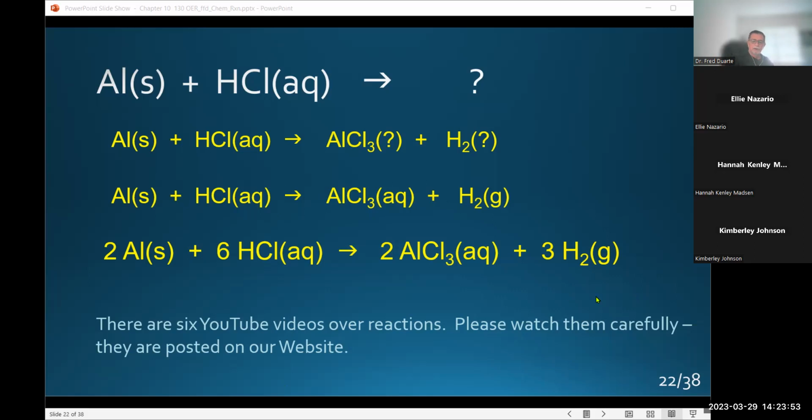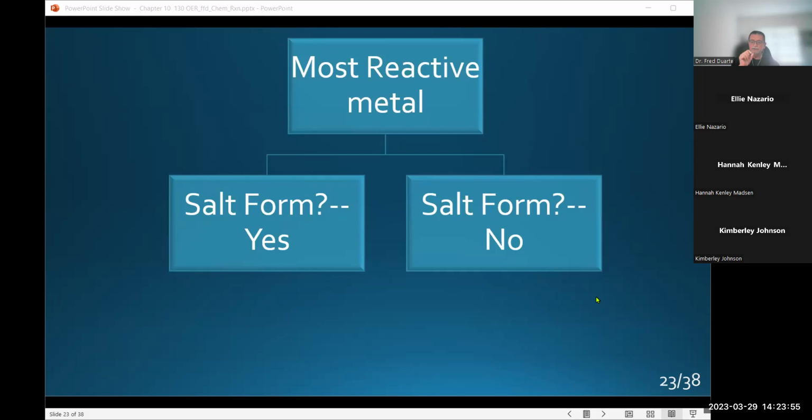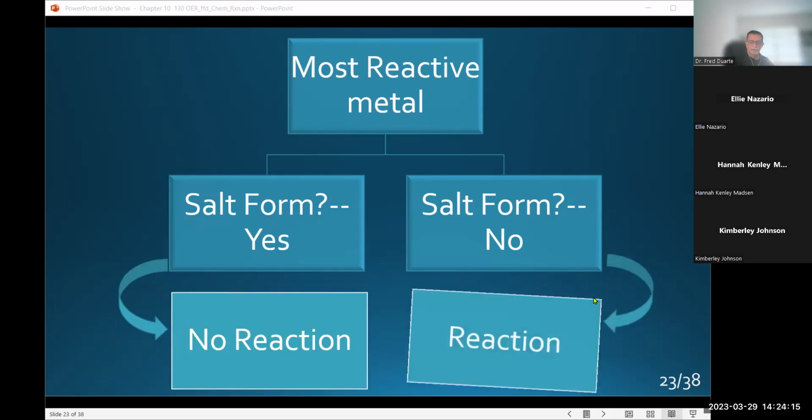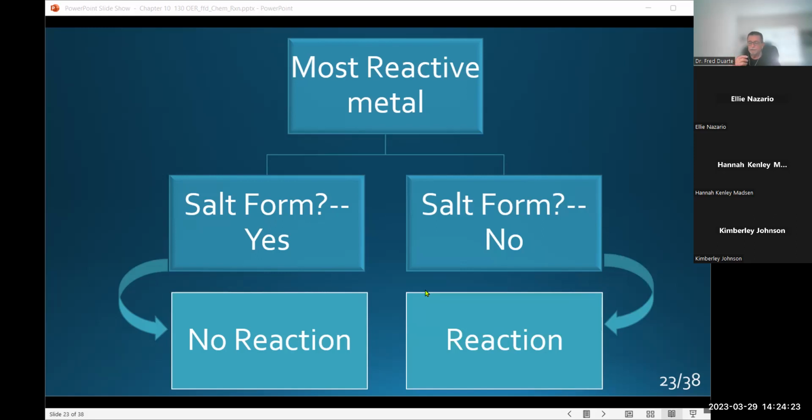So, to rehash the activity series, you ask the question: which is the most reactive metal? And then, is the most reactive metal in salt form? If the answer is yes, then there's no reaction. If it's not in salt form, then yes, you get a reaction. And for hydrogen, the elemental form is obviously H2, but the salt form is the proton, H+.